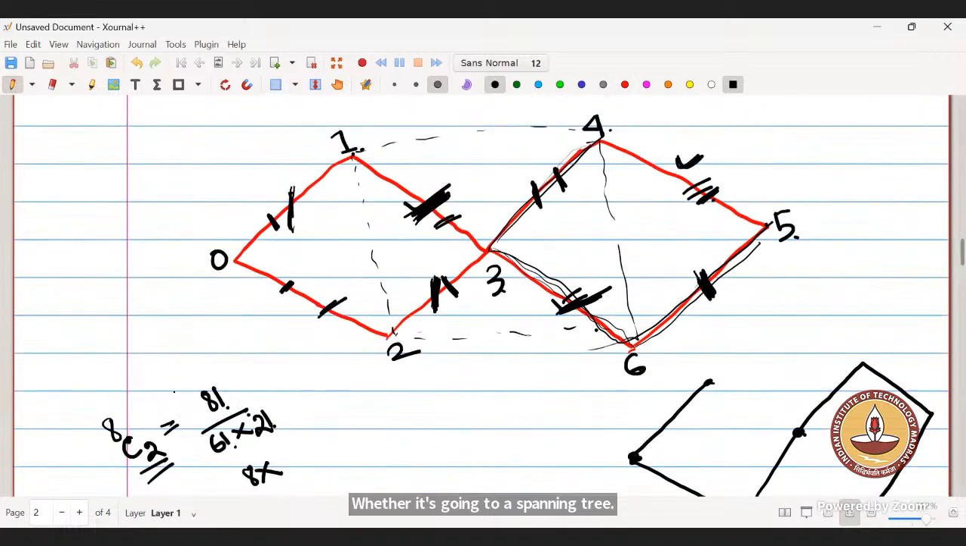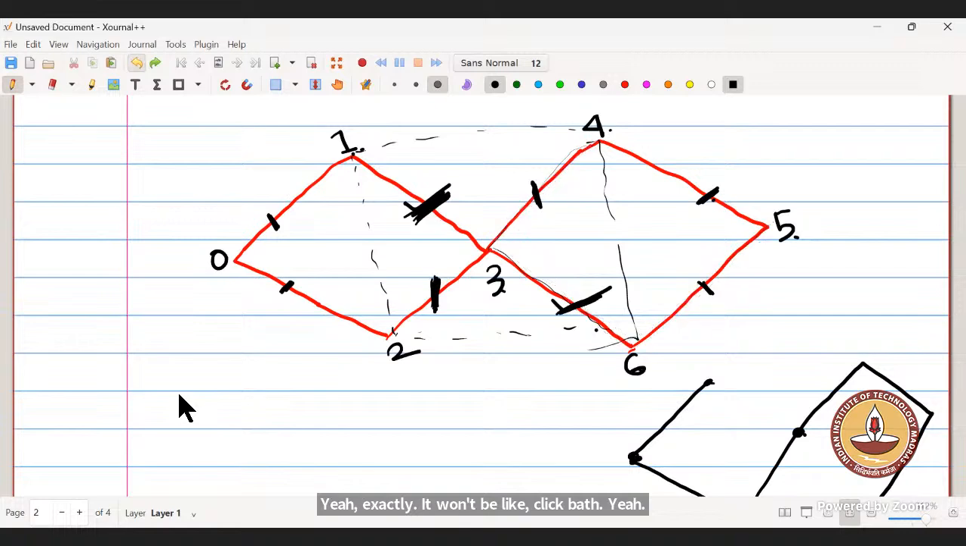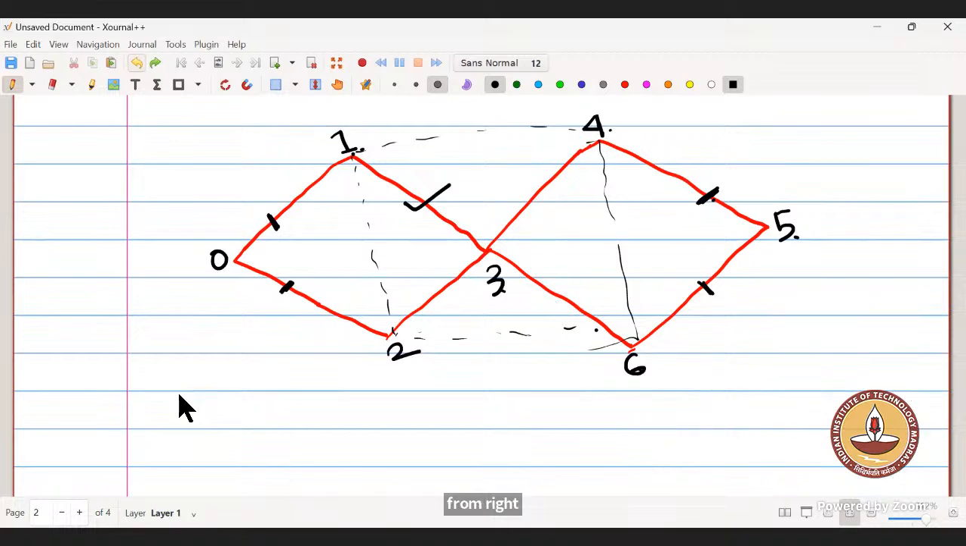Which two, sir? This one and, let's say, this one. Yes, you can have a spanning tree, it won't be a path. I think any one edge from the left and any one other edge from the right. Yes, that is the main idea. That is what I'm checking, whether this makes sense or not.